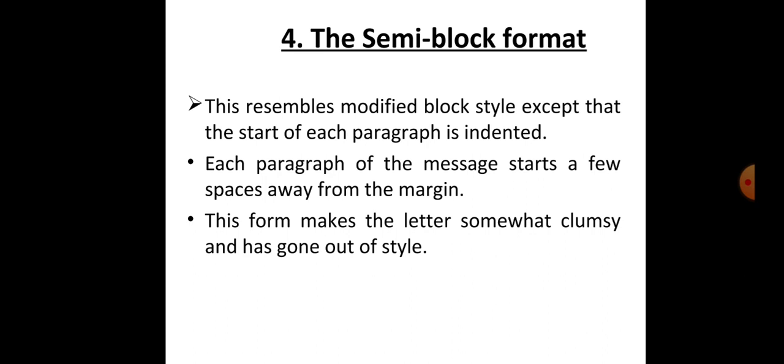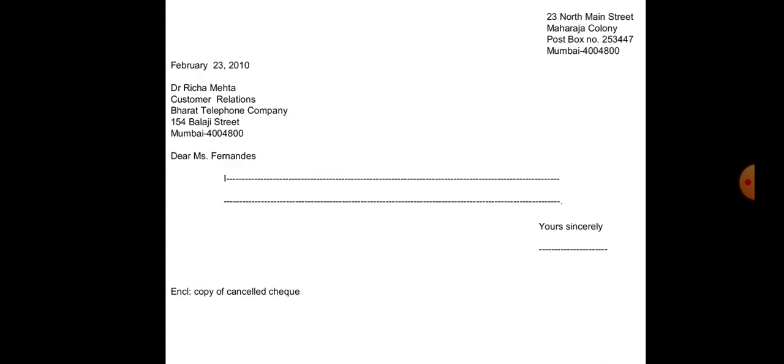So what sort of letter can we make by using this semi block format? We can see that through this example. And I hope you have gone through the earlier example before this one. Just look at this, everything is the same as modified block format, but what is the only change in semi block format? The change we can understand easily. For the paragraphs, we have given some space from the left margin, and if we do so, it becomes semi block format.